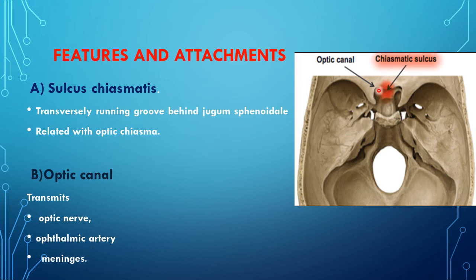Now if you trace it laterally, the sulcus chiasmaticus leads laterally into the optic canal. What you see here is the optic canal. So the optic canal connects the middle cranial fossa with the orbit. We know that the orbit is here. The optic canal connects the middle cranial fossa with the orbit, and it transmits three structures: optic nerve, ophthalmic artery, and the meninges.